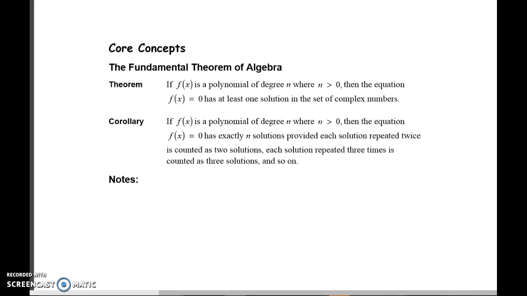In short, the corollary says that whatever the degree of the polynomial is, that tells you how many solutions you will have. If a solution is repeated twice, that counts as 2 solutions. You could also have imaginary numbers, and all the imaginary numbers come in pairs. Keep that in mind. Now let's turn to our notes.